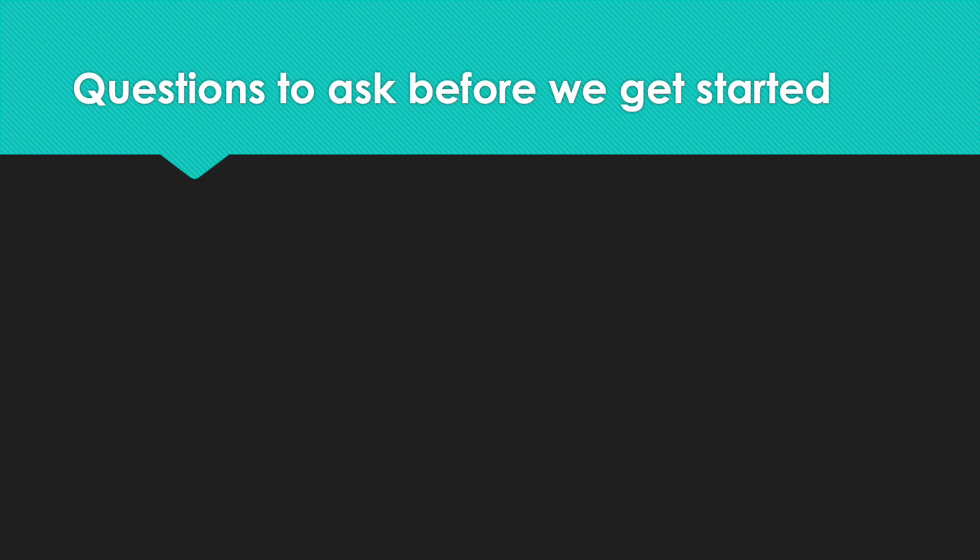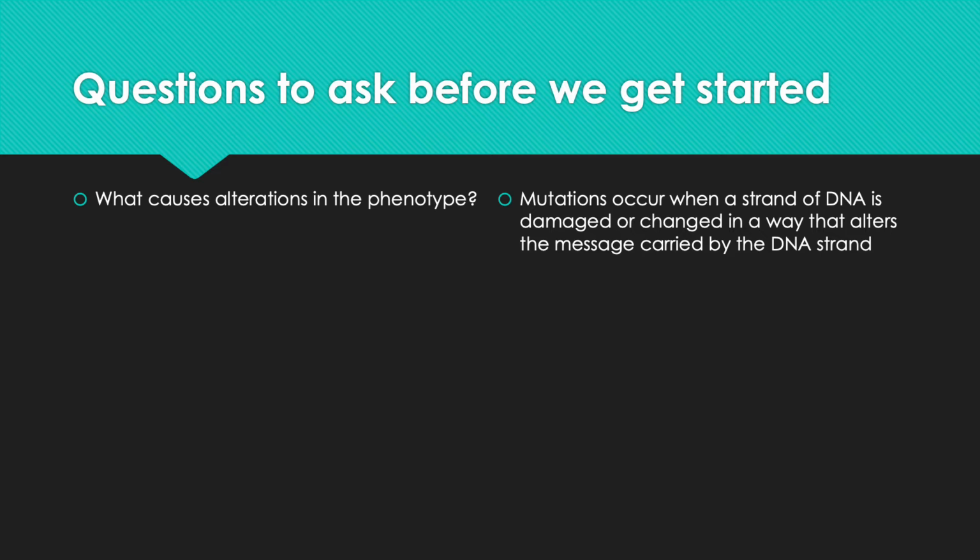So in order to answer the question, where did blue eyes come from, we actually have to answer a few questions. First and foremost, we have to ask what caused the alteration in this phenotype, or the physical expression of the genotype. What caused blue eyes to appear? And the answer is mutations that occur when a strand of DNA is damaged, changed, or affected in a way that alters the message being carried by a DNA strand.